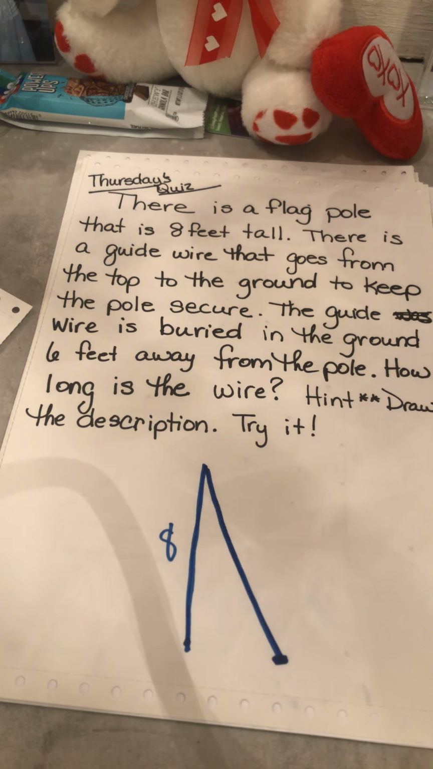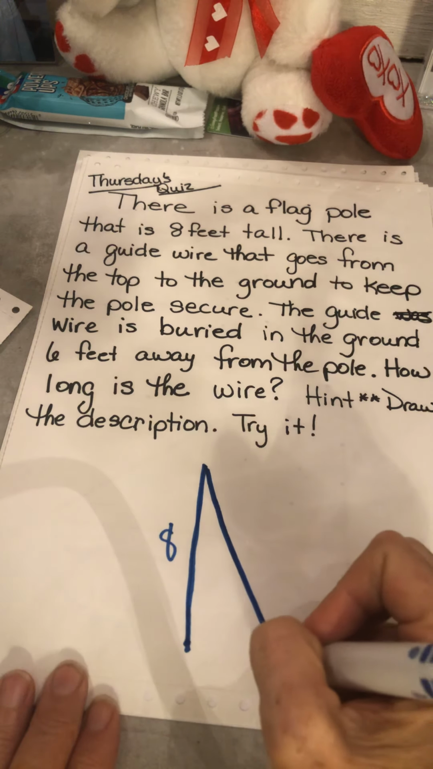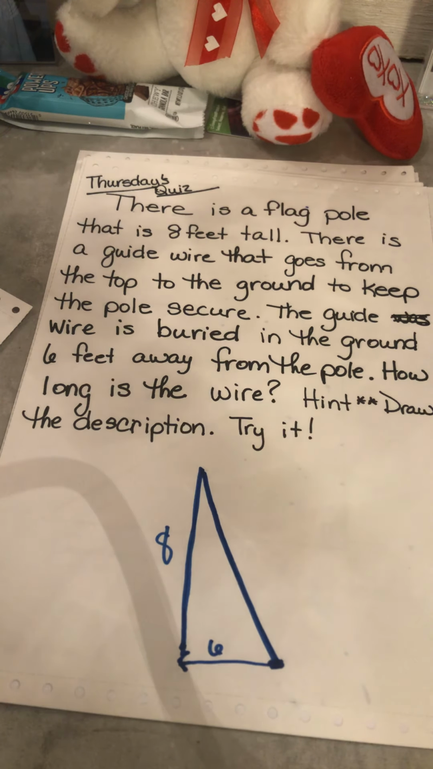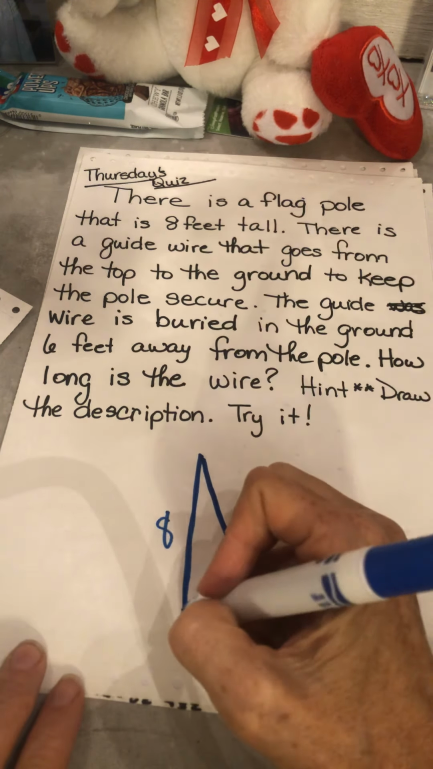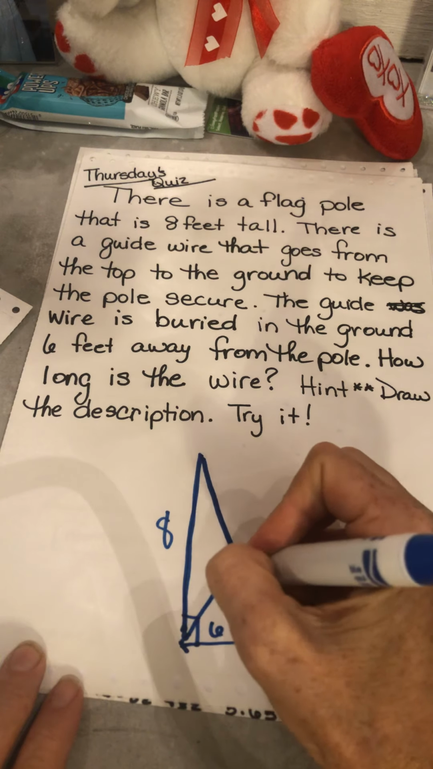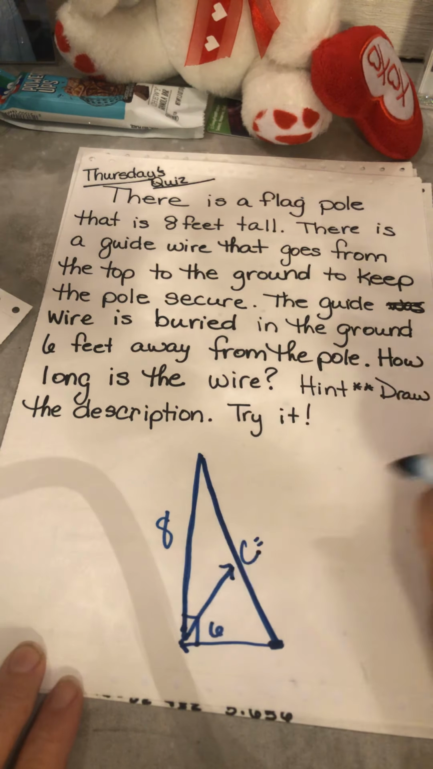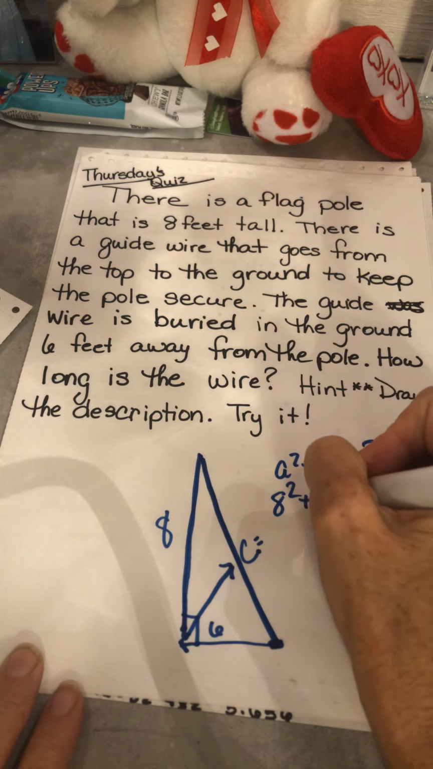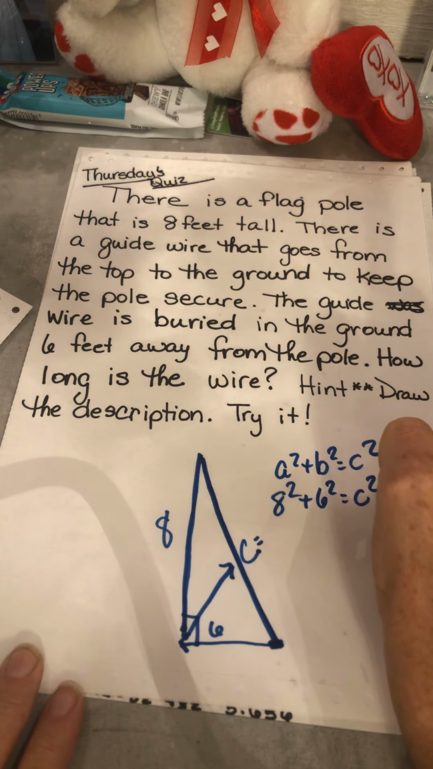Now, the guide wire is buried in the ground 6 feet away from the pole. So from here to here is 6 feet. By drawing that, I now see I have a right triangle and I am missing my hypotenuse. So I go back and I do my a squared plus b squared equals c squared. So 8 squared plus 6 squared equals c squared.